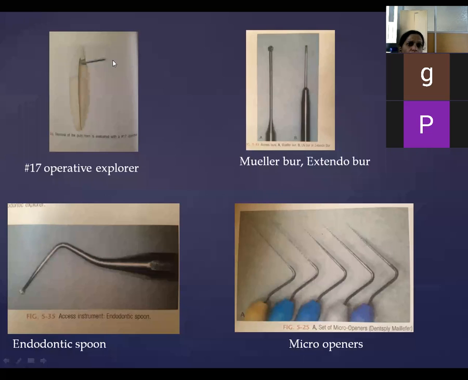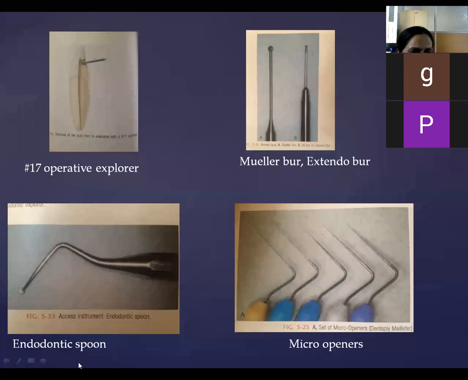Next is the operating explorer. This is used to locate the orifices of the pulp chamber. This is Muller's burr. See, this is a long shank burr and it has a very small tip. So this is used for the calcified pulp chamber.